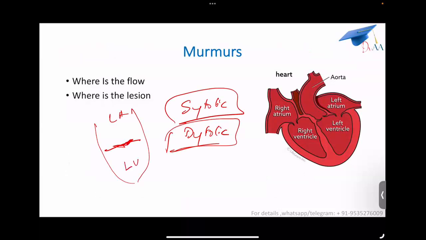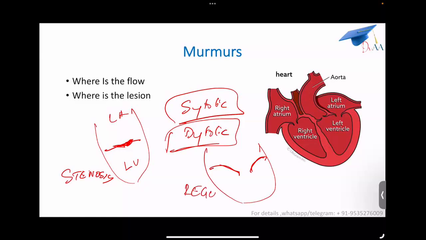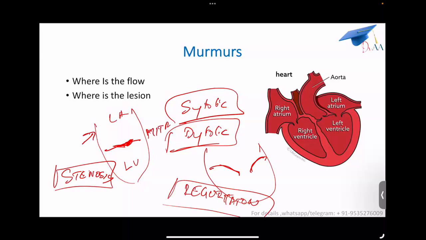And this is the wall, what we are having. It is stiffened. Whenever the wall is stiffened, it is difficult to open itself. It is known as stenosis. Whenever the wall is not closing properly, then we call it a regurgitation. These two nomenclatures you need to remember, stenosis and regurgitation. So what happens if the walls are quite stiff? For example, we'll take the mitral wall. The mitral wall is stiff.